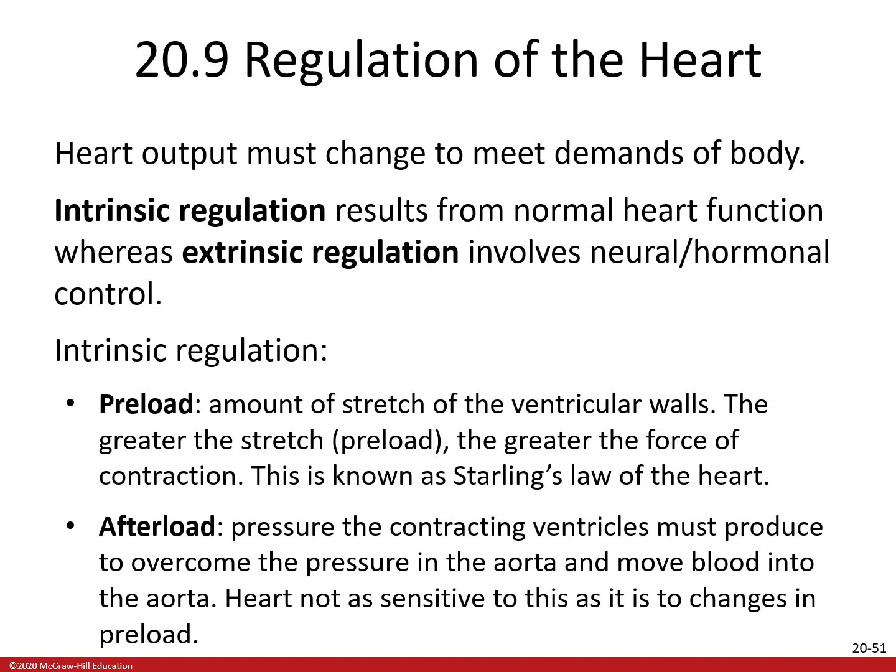It is the pressure the contracting left ventricle must produce to overcome the pressure in the aorta and move blood into the aorta. The afterload can be related to the amount of force necessary to open a door, if you want to think of it as kind of like a real-life example, if you will. And then just make a note that the heart is not as sensitive to the afterload as it is to changes in the preload. Just make a little note of that.